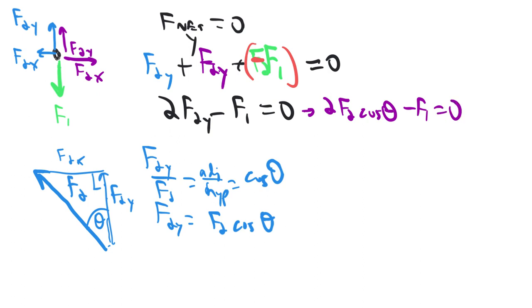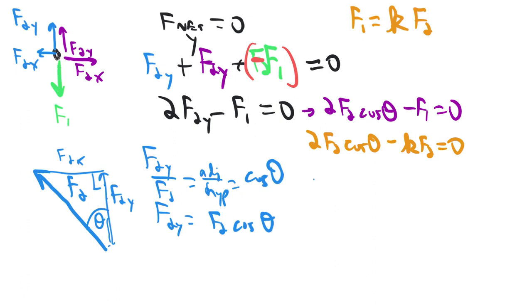And then we have to look at our problem, and our problem told us earlier that F1 was some multiple of F2. I don't remember the multiple, and I don't feel like looking it up right now, but at the end we'll put it back in. But it was definitely F1 was some number K times F2. So I can put that into this equation and say 2F2 cosine theta minus KF2 equals 0. That allows me to pull out an F2 and be left with, on the inside, 2 cosine theta minus K, and all of that has to equal 0.